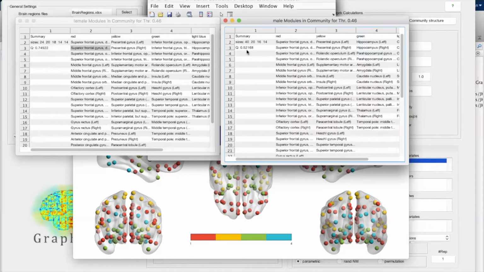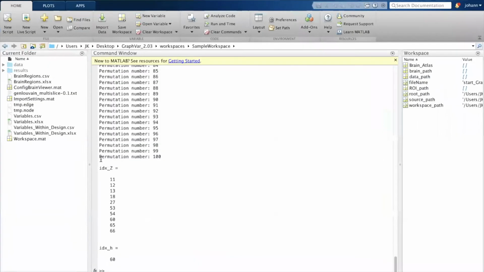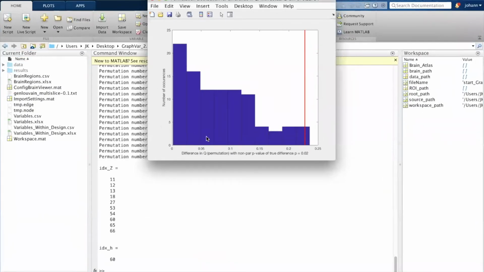And this difference in Q of the real groups is now placed in the percentile position of the random group assignments. We chose to do 100, and you see here it has been doing 100 permutations. This is now the permutation distribution of the difference of Qs in random groups. And we see that our Q of the real groups is indeed at a really high percentile position of the null model distribution. So it's actually significant.